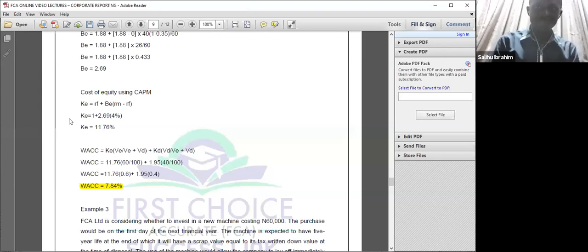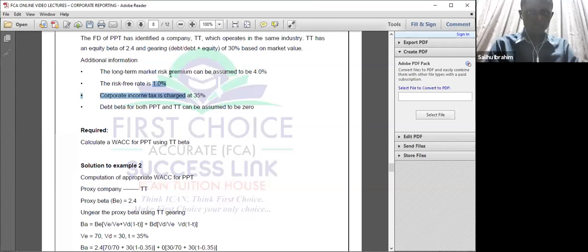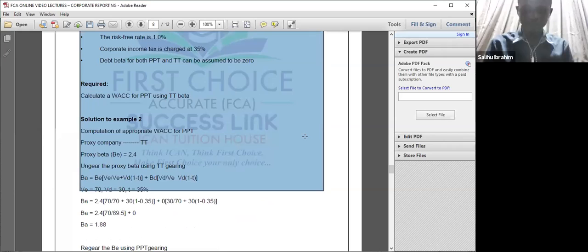Which market premium are you referring to? It's given to you in the question. Look at it here. It's given clearly in the question. This is it. They gave you that in the question right away. Any other question, please?